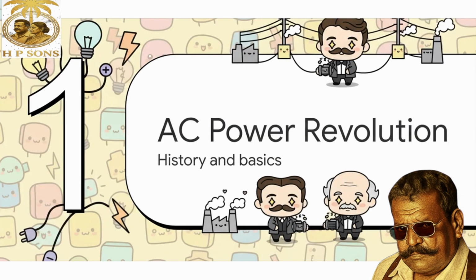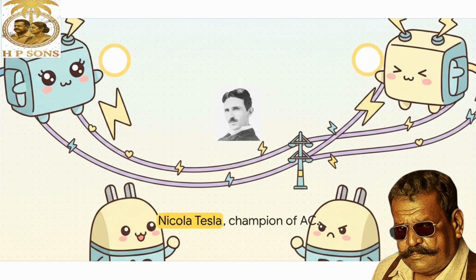Okay, section 1, the AC power revolution. Let's look at the historical battle that set the stage for electrical grids all over the world. So the man really behind the magic here is Nikola Tesla. Along with George Westinghouse, he fiercely championed alternating current, or AC power, over Thomas Edison's direct current.